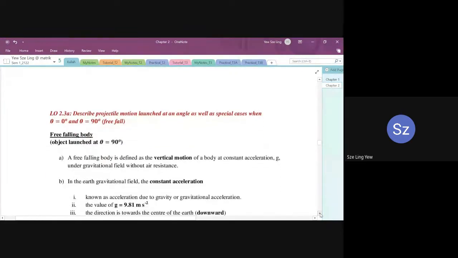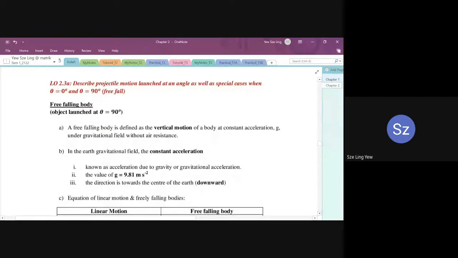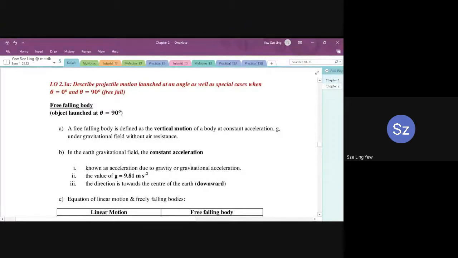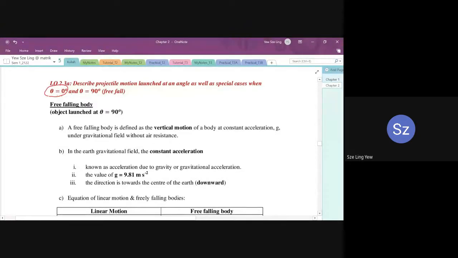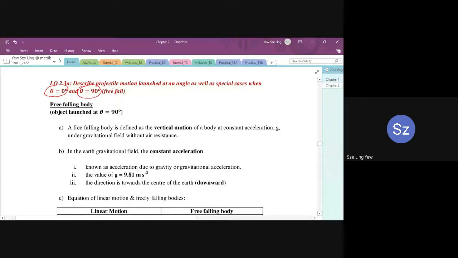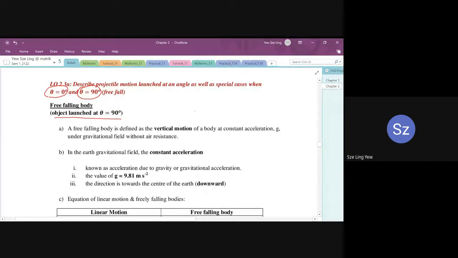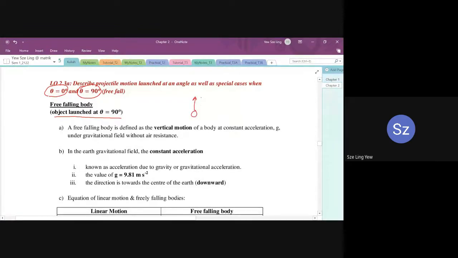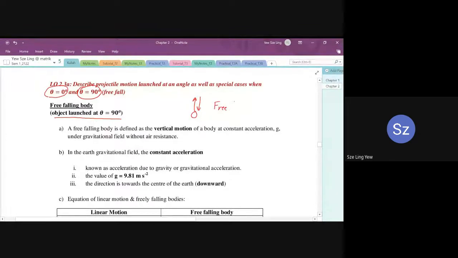So projectile motions. Now they put theta equals to 0 degree, which is a horizontal projectile motion, and also theta equals to 90 degree under this subtopic, projectile motion. So when theta equals to 90 degree, it is a free fall motion. The object is launched at 90 degree, it means you throw something upwards. For example, this is an object, you throw it upwards and then it falls back along the same path. So this is free fall.